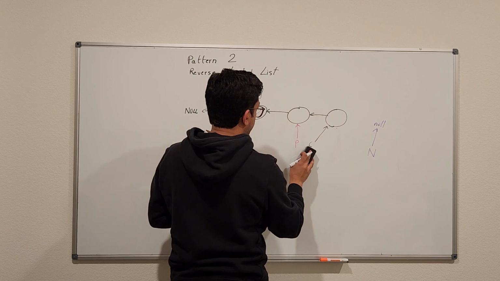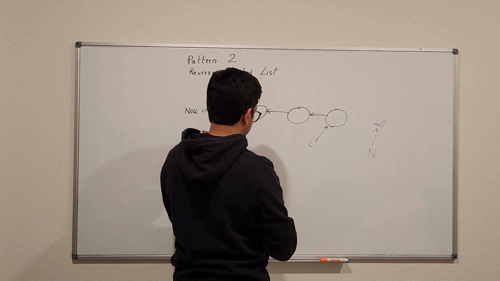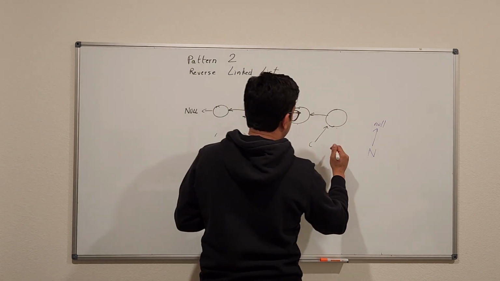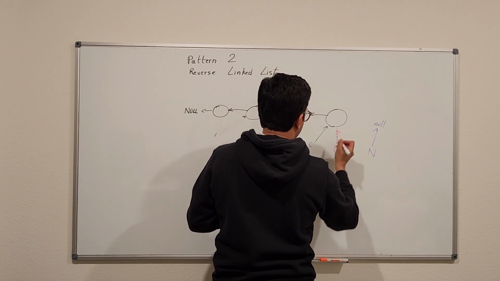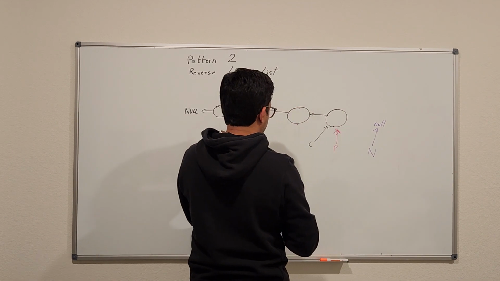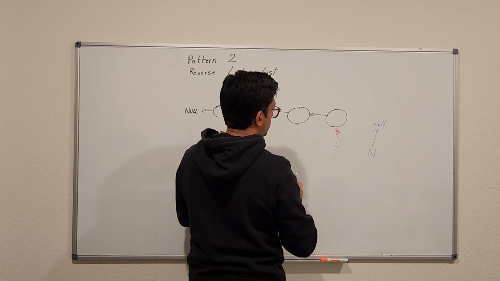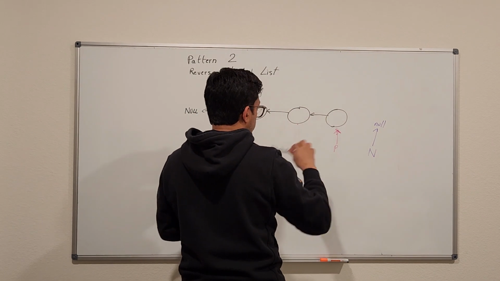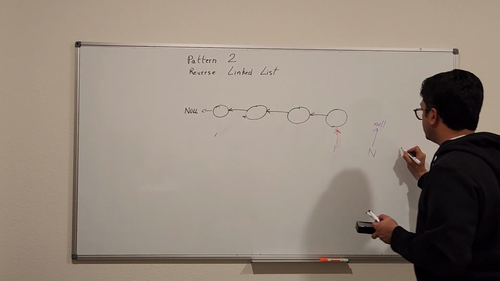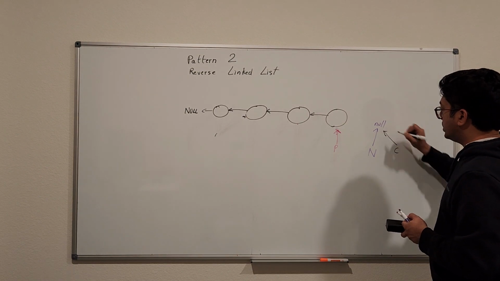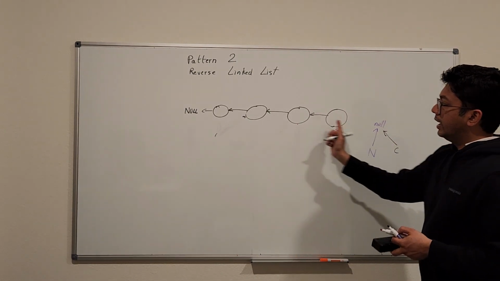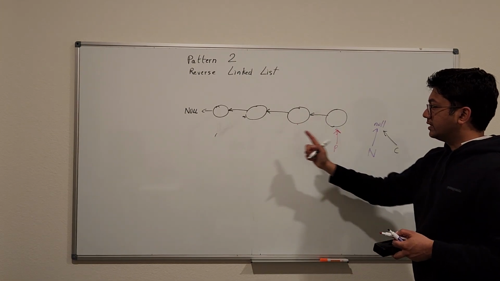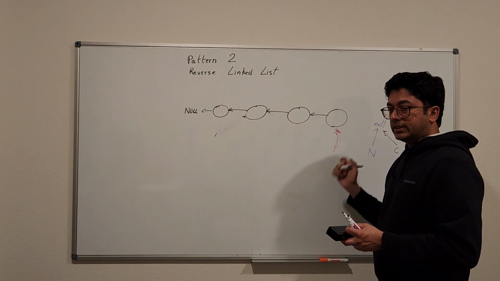Now you move them ahead. P will move here. And C will point to what N is pointing to, which is null. So, you stop your algorithm at the point current points to null. So once this points to null, you return P. And now you have a reversed linked list. So you did this in one pass.